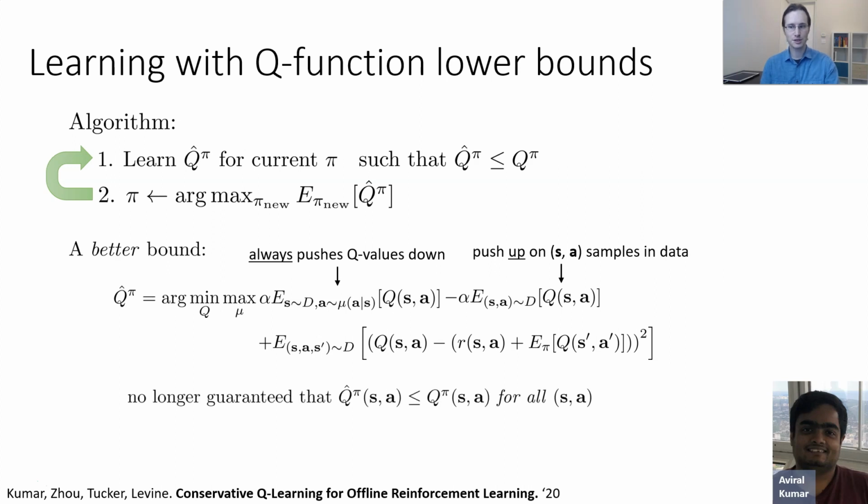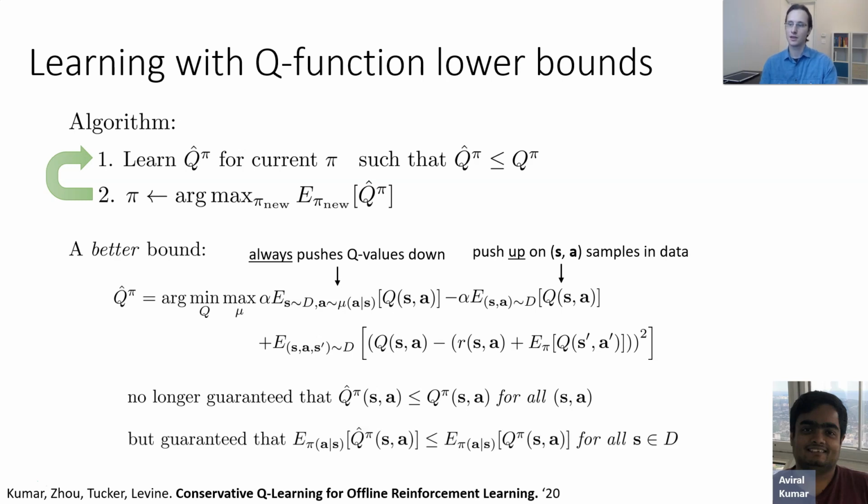Now, you're no longer guaranteed to have a pointwise bound. You're no longer guaranteed that Q hat is less than or equal to Q at all SA tuples. But you can still show that there's a guarantee that the expected value of Q hat for your policy is less than or equal to the expected value of the true Q function at all the states. So if you're really only concerned with improving or evaluating a policy, it turns out that this still gives you a bound.